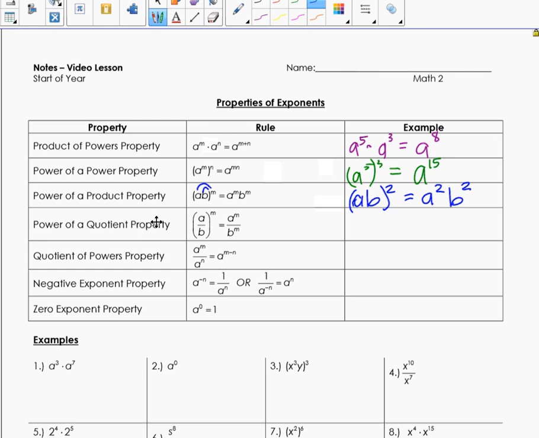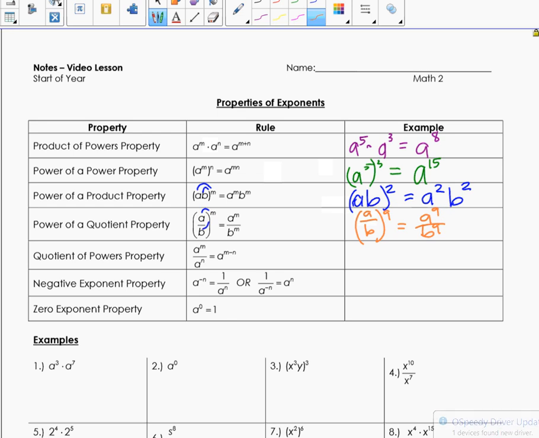Power of a quotient property, it's the same idea as the power of a product property. Now you have a divided by b, to the m, but again, you have two different bases raised to the same exponent, so you're kind of distributing again to both. So let's say that you had a over b to the ninth. That's just going to be a to the ninth over b to the ninth.